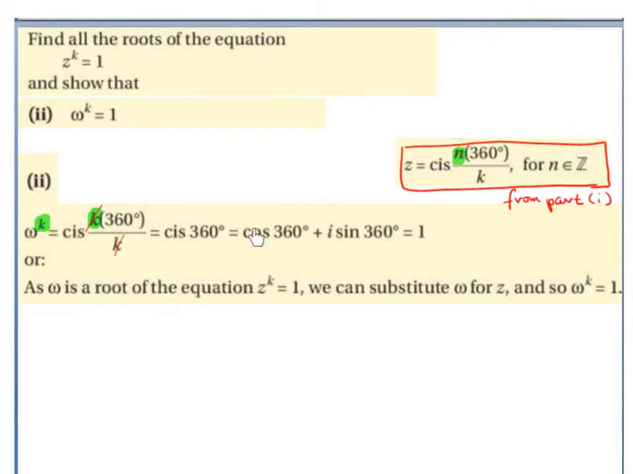So cos of 360 degrees is 1, and sine of 360 degrees is 0, and 0 times i will cancel out the i. So we have shown that this is equal to 1. Or, as w is a root of the equation z to the power of k equals 1, we can substitute w for z, and so we get w to the power of k is equal to 1.